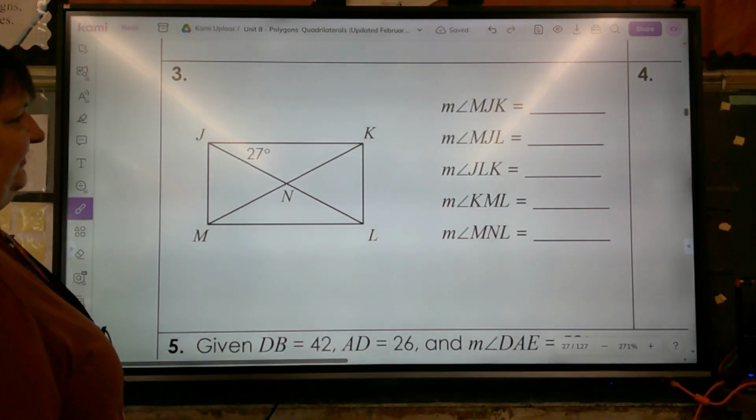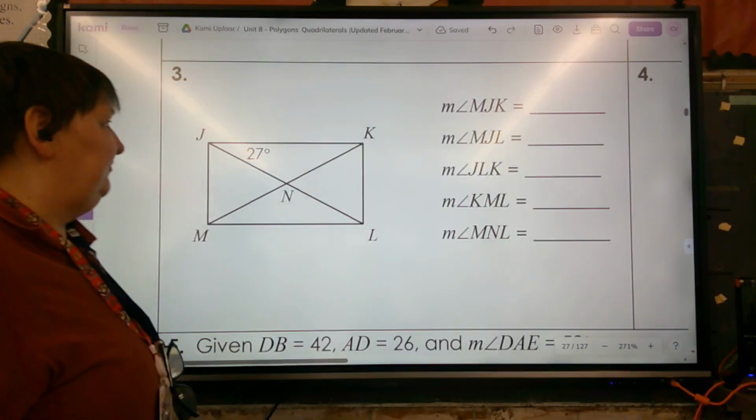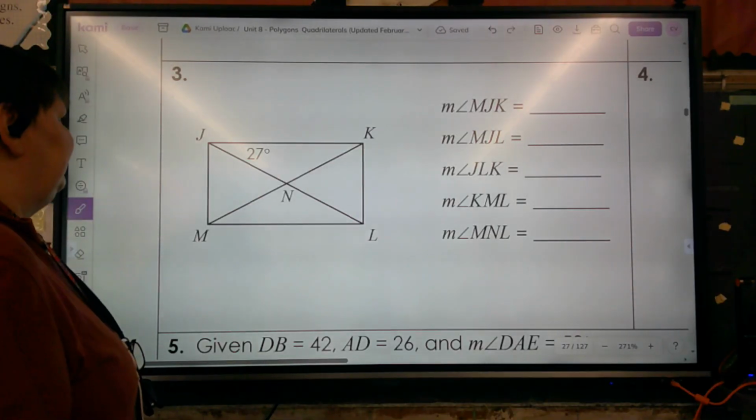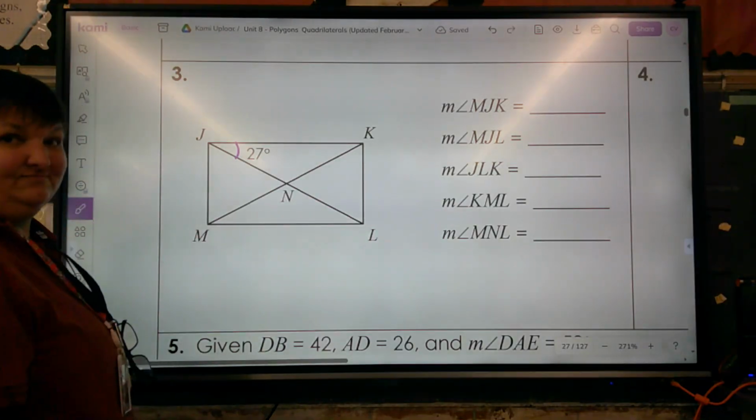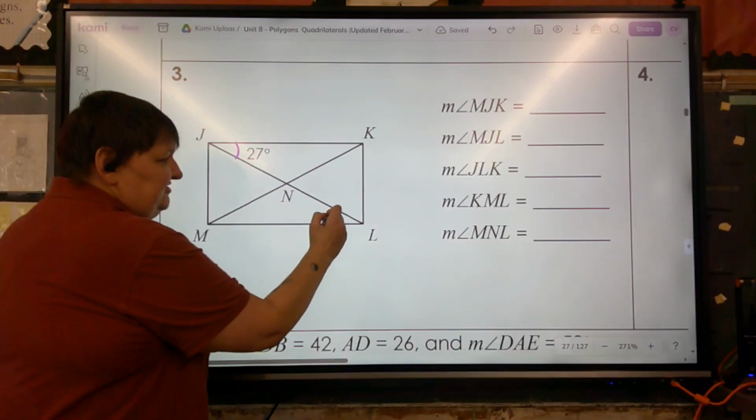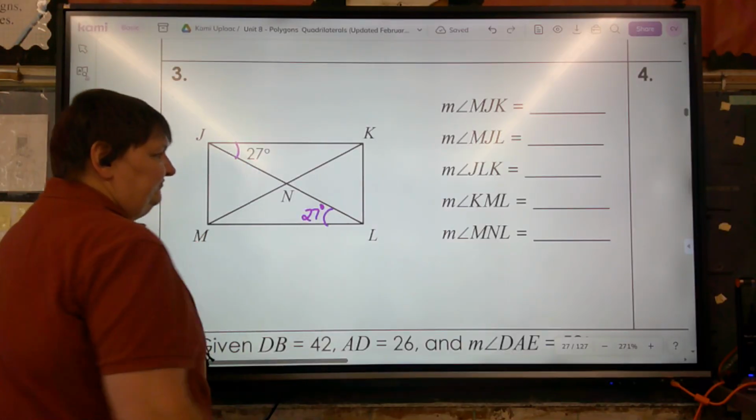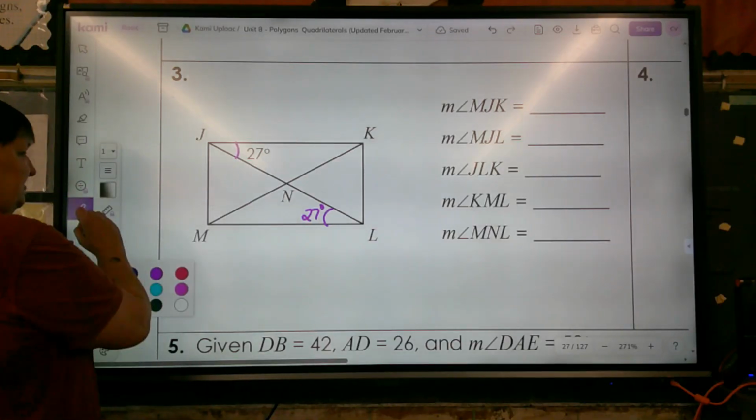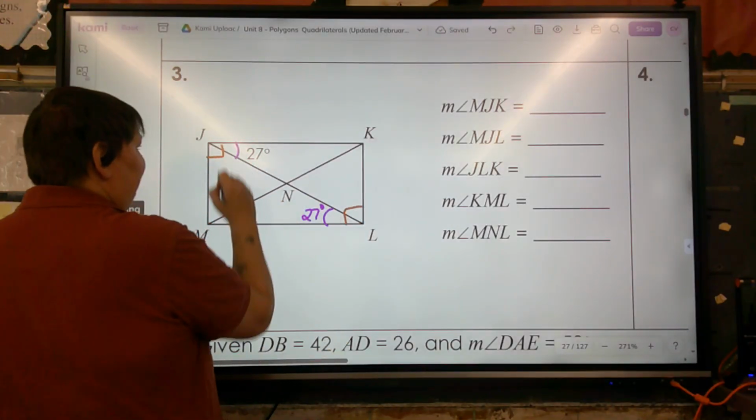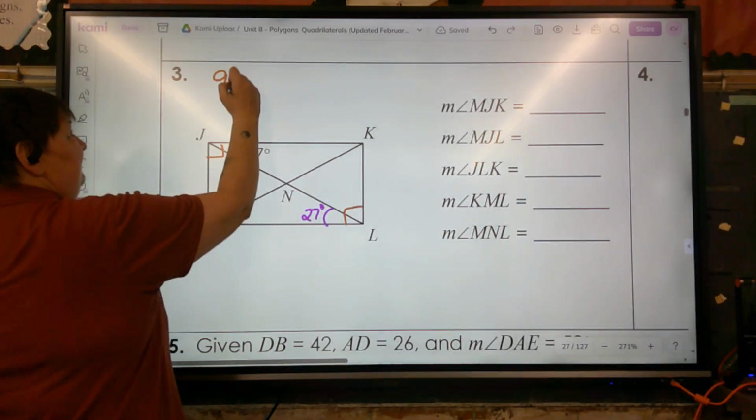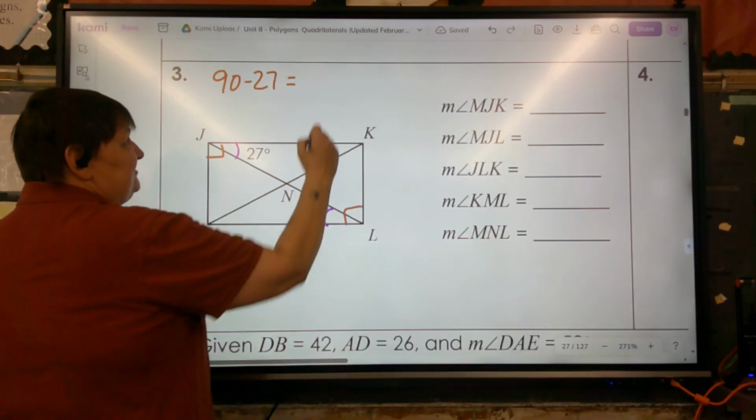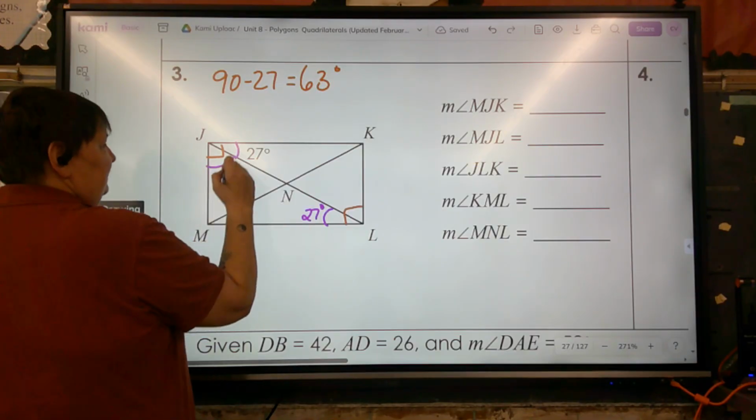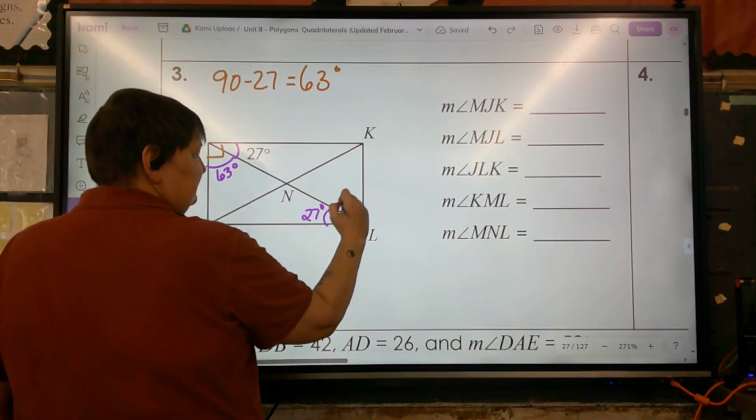All right, number 3. This one's all about angles, so we don't even have to worry about side lengths, which is good because they don't give us any side lengths, right? So we need to figure out our angles. If this angle is 27, alternate interior means this one's 27, right? And if it equals 90, all of them equal 90, then we do 90 minus 27, and that will give us 63. So that means this piece is 63, which means this piece is 63.